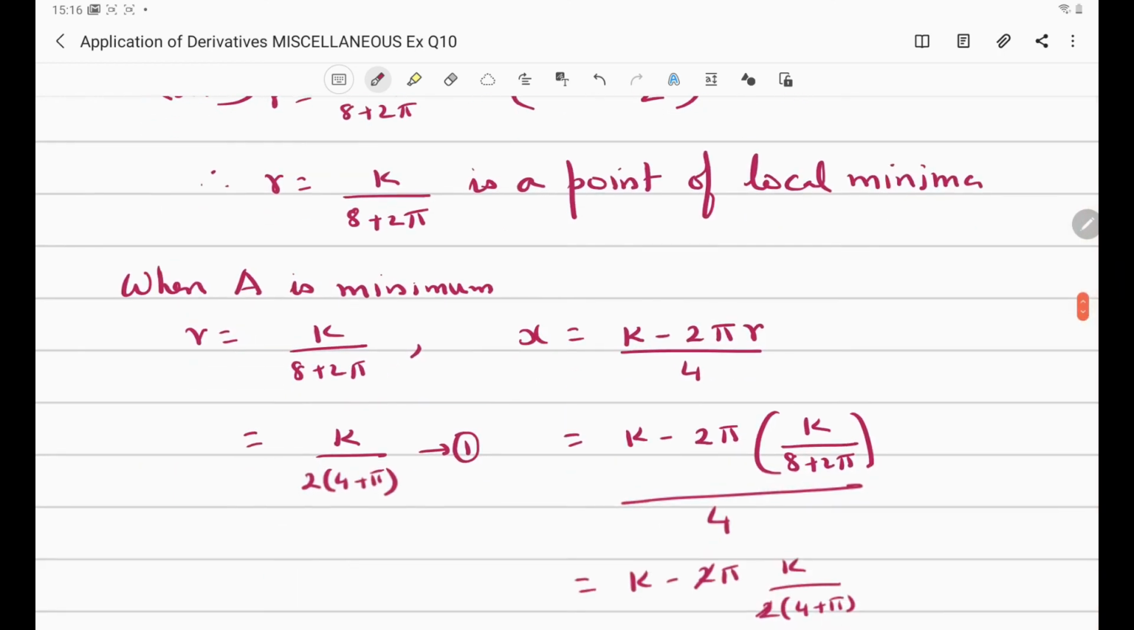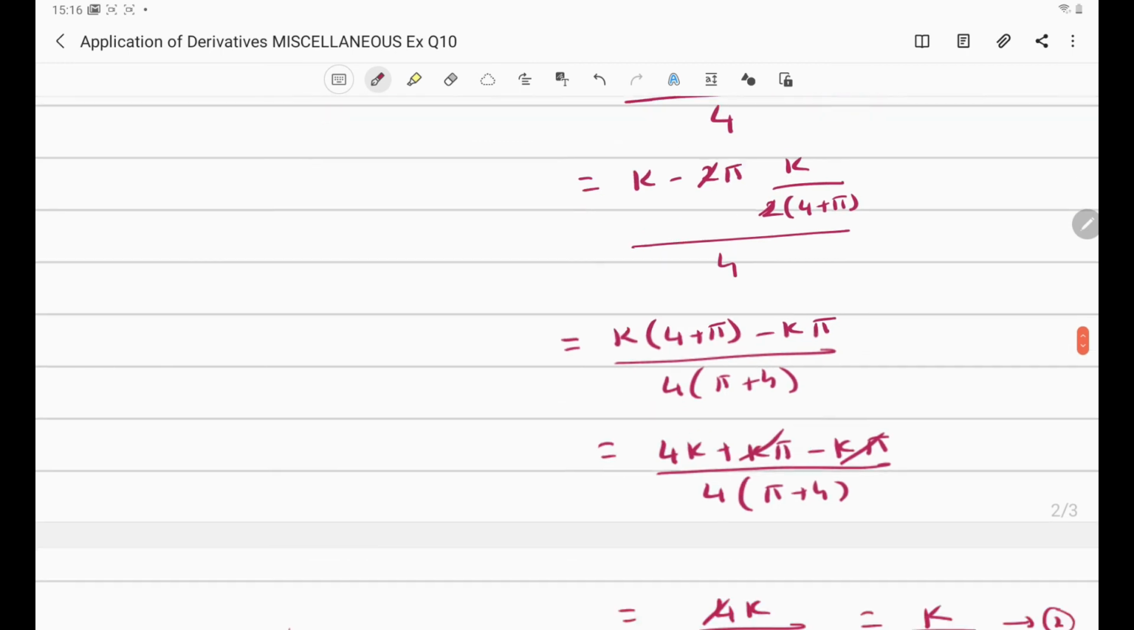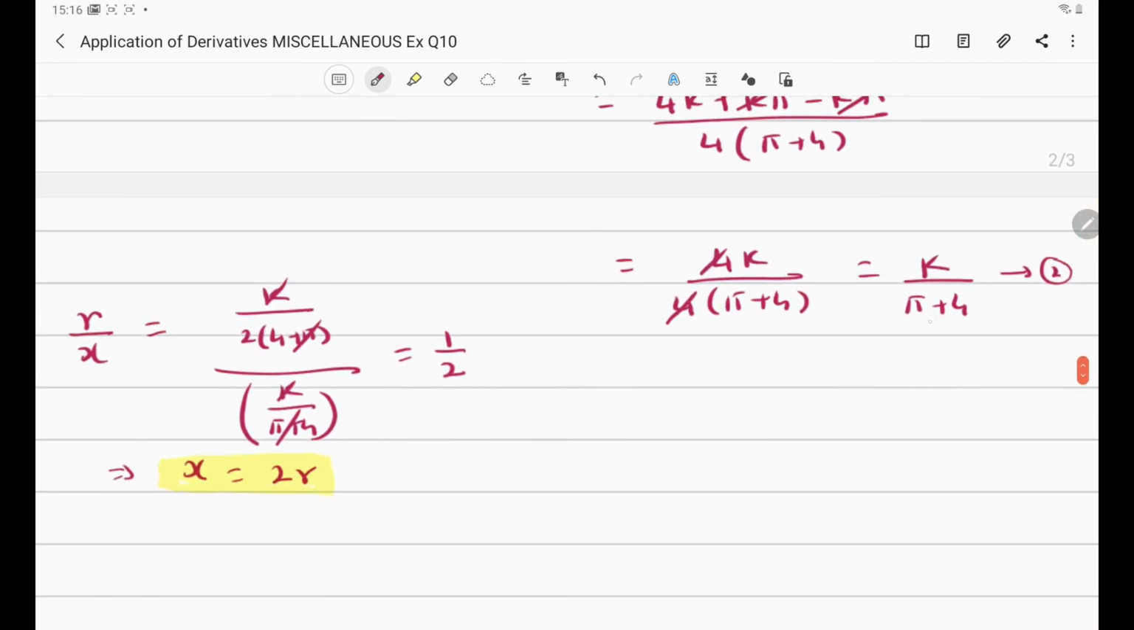So when A is minimum, we found out what is the value of x when r equal to k by 8 plus 2 pi, and we found the value to be equal to k by pi plus 4. Now let us find the ratio of r by x, and we got r by x equal to 1 by 2 or x is equal to 2r. I hope all of you understood.